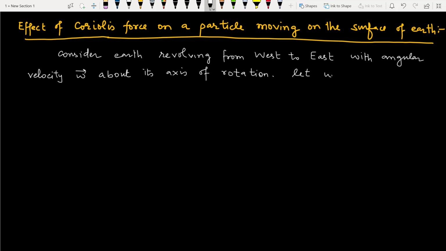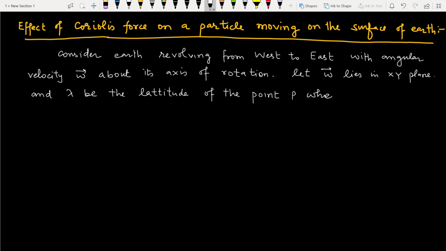Let omega vector lie in the xy plane and lambda be the latitude of the point P where a body of mass M is placed. Detailed diagram you can see in our previous lecture.